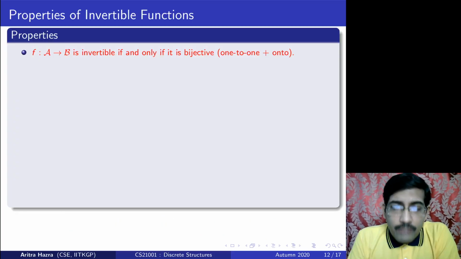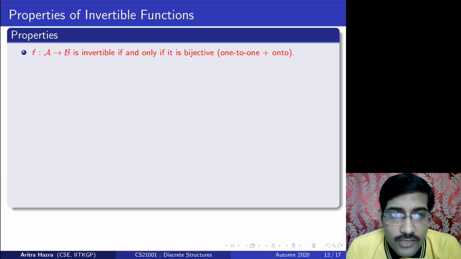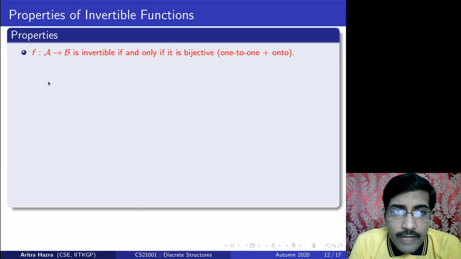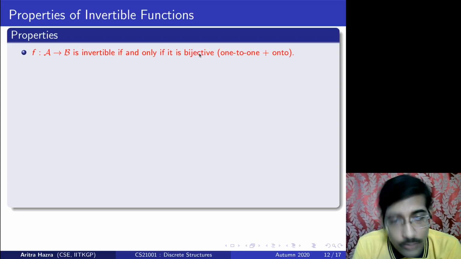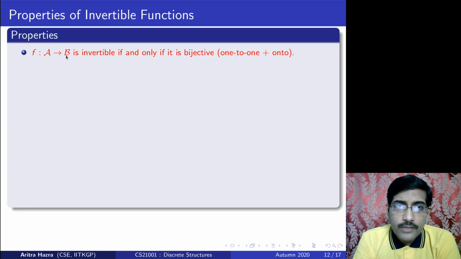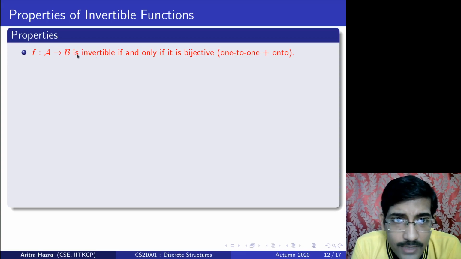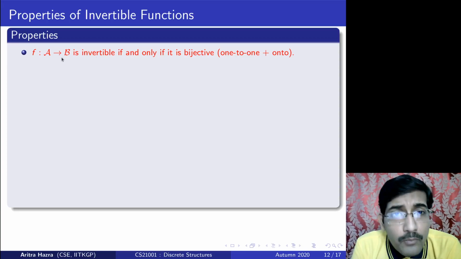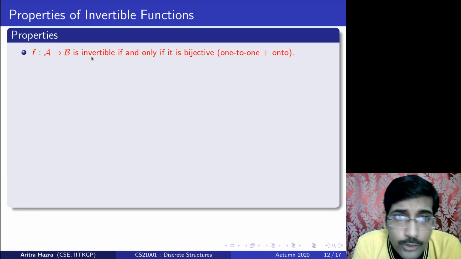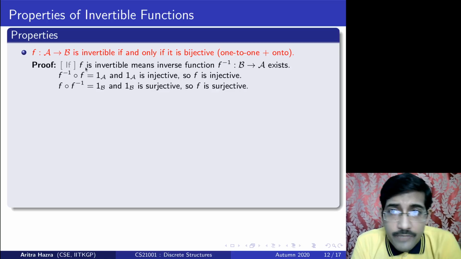So with that definition and background, let us try to produce certain properties of invertible functions. We will show that f is invertible if and only if f is bijective, that is, one to one and onto. Let us see the if part, that is, if f is invertible. By definition, if f is invertible, then there is a unique inverse which can compose from the left side as well as the right side to produce an identity. We shall use that to prove that f is bijective.